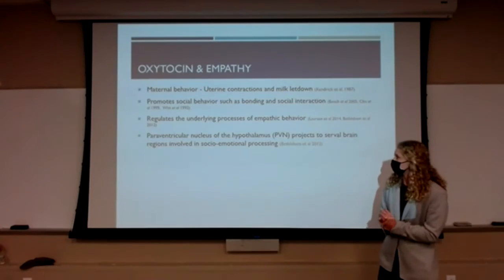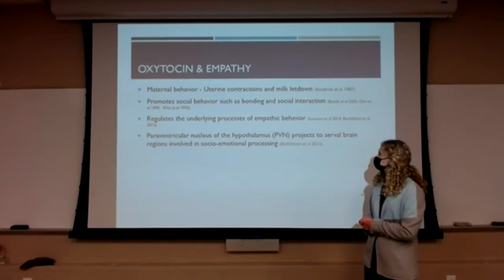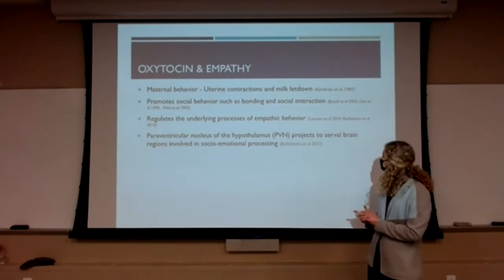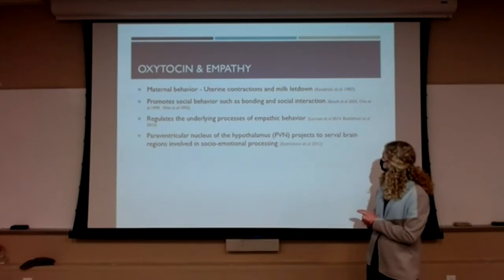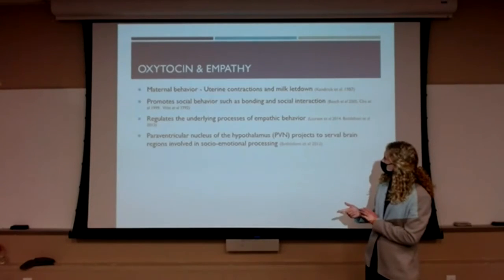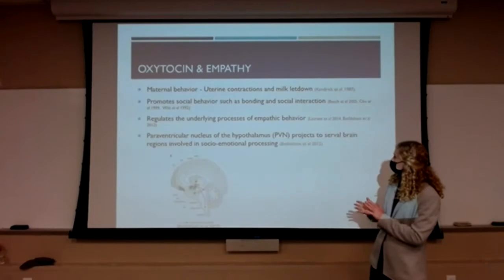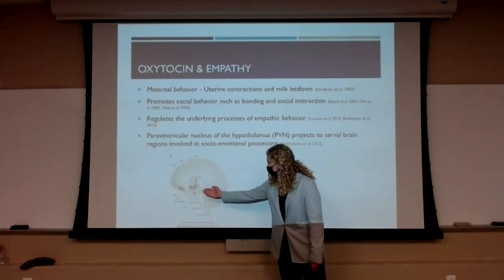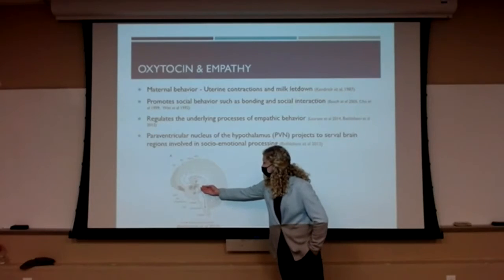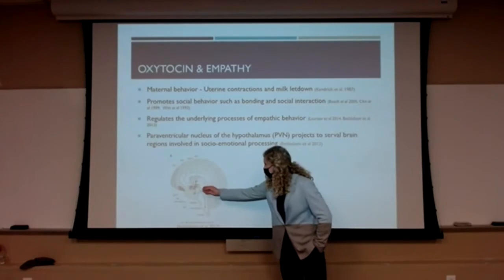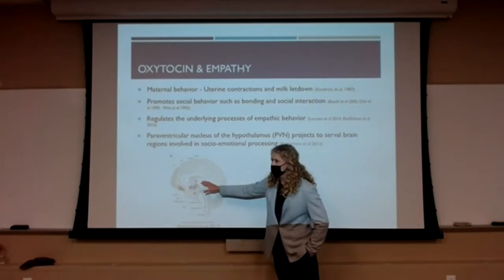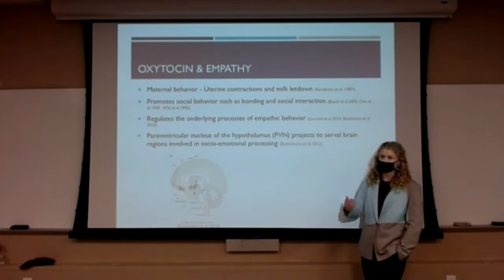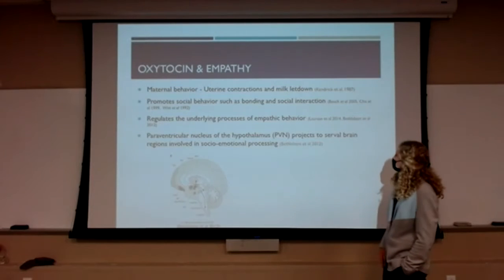And we know this because oxytocin is synthesized in the paraventricular nucleus of the hypothalamus, or the PVN. And the PVN projects to several brain regions that are involved in social-emotional processing. So basically, that's what this image is describing here. We have the PVN with the making of oxytocin, and it's extending to all these other regions that we know are very important for understanding social situations and emotion.